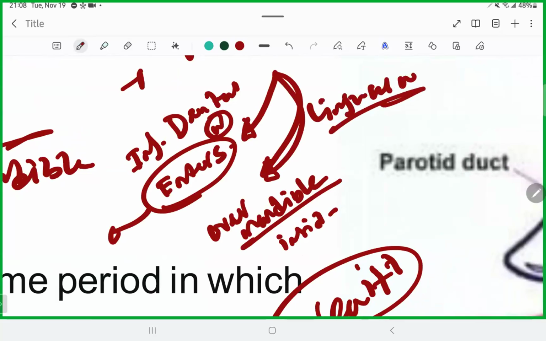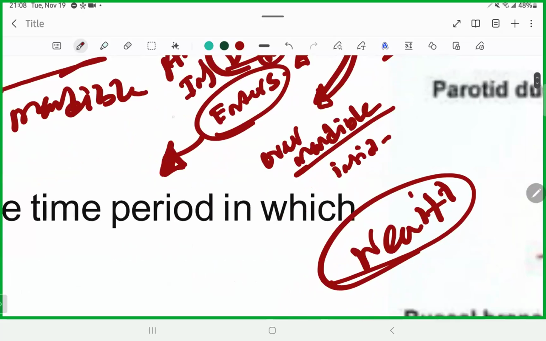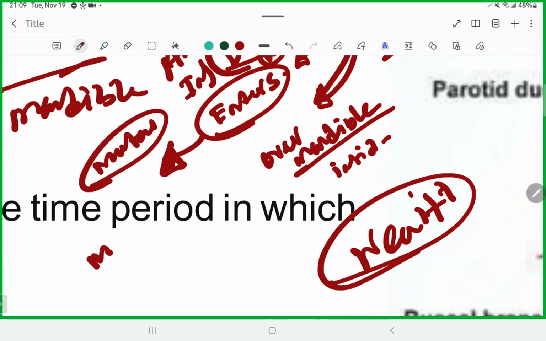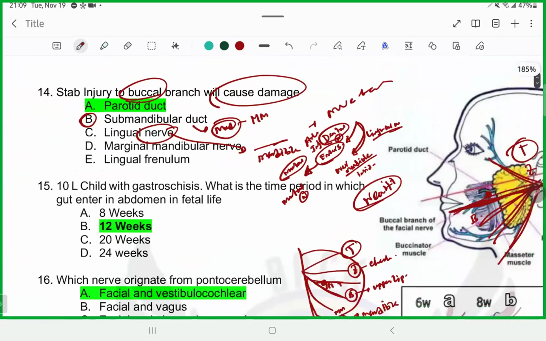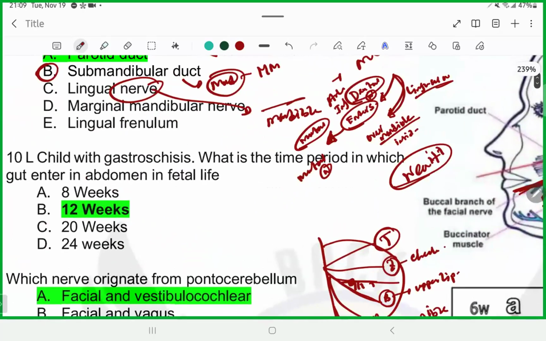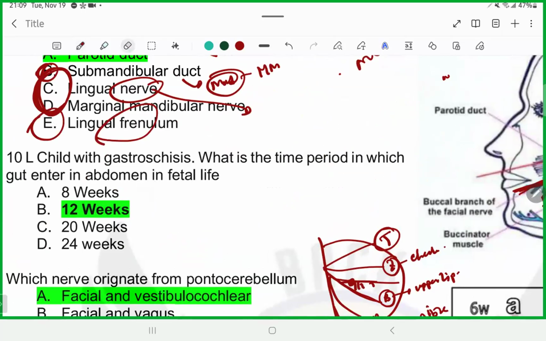So they ask this question that there is a nerve that enters the mandible. What's the name of it? It's the inferior dental or inferior alveolar nerve. And it comes out from the mental foramen and is named the mental nerve. Very simple. Then the marginal mandibular nerve. Look at the options; you will understand that these cannot be the answers. The lingual frenulum is on the floor of the mouth. The buccal branch doesn't go anywhere near the floor of the mouth. So you will understand it.